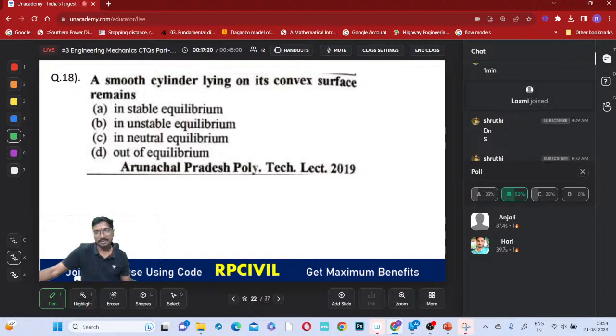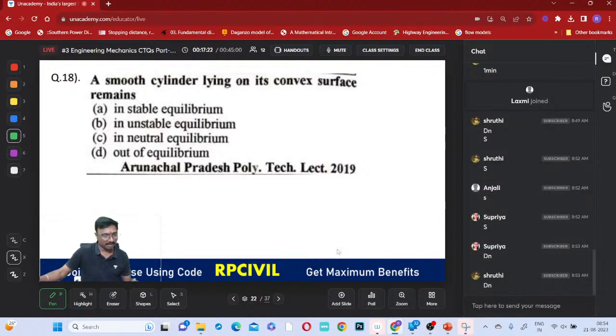Right, do you remember? In our columns also we have this kind of discussion. This is your smooth cylinder. A smooth cylinder lying on its convex surface remains, right? This is your convex surface and this is a smooth cylinder. If you observe, what happens to this? Will it be in stable equilibrium, or unstable equilibrium?